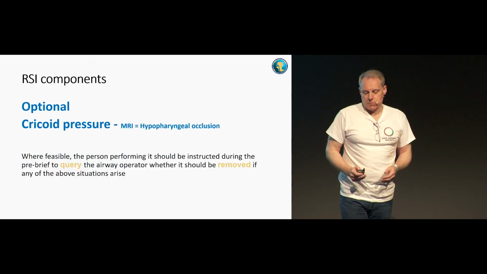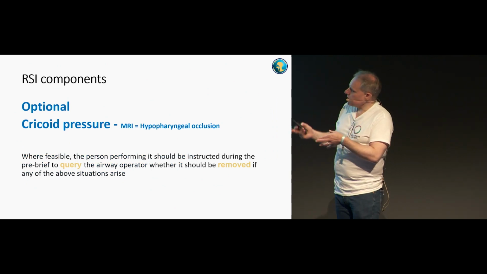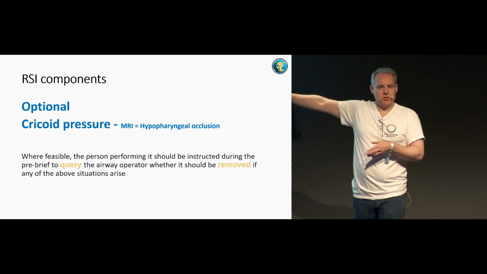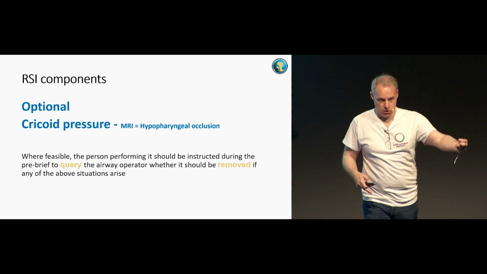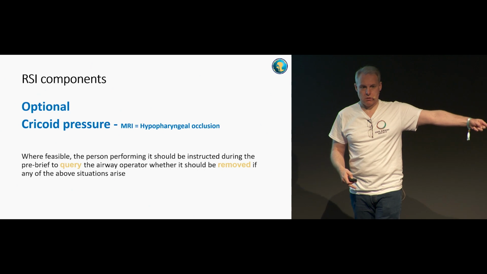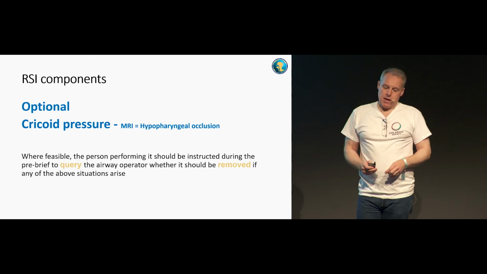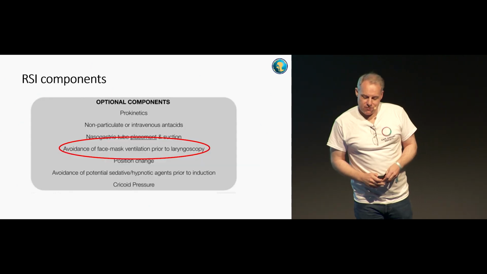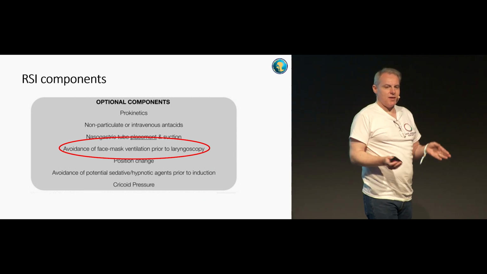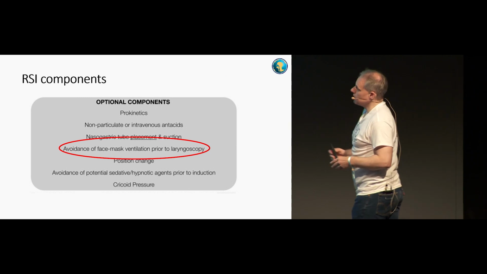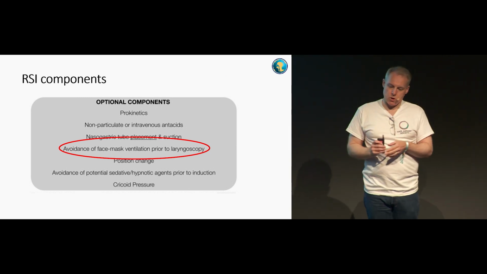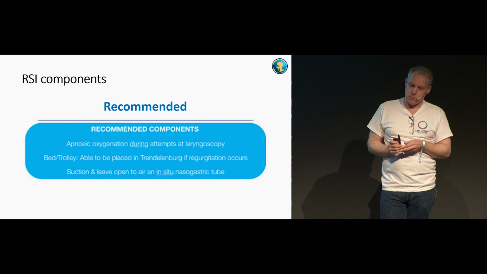All right? But a lot of human factors here. You should discuss with your assistant under what circumstances they're going to take that off, and they should be prompting you if any of those circumstances occur. It's all about teamwork. Avoidance of face mask ventilation prior to laryngoscopy. I think we've got over this now. It is acceptable to face mask ventilate, so we've reduced that to an optional component and bumped it up.